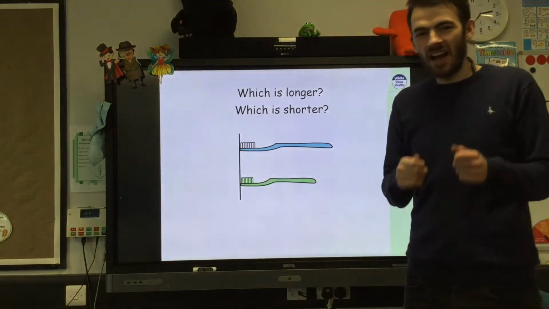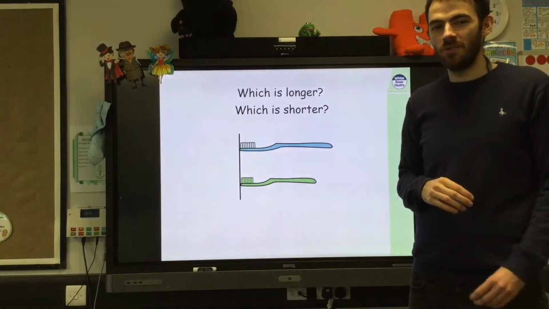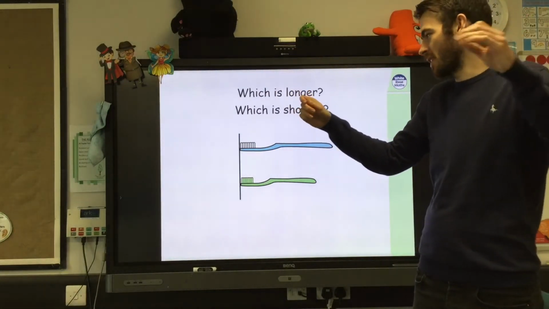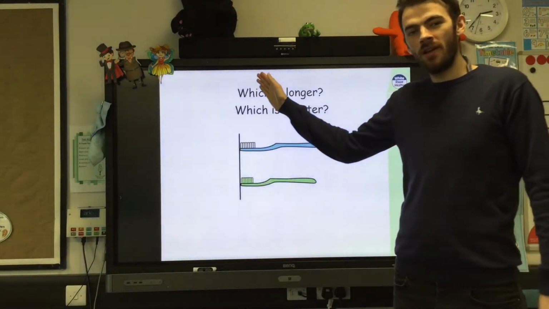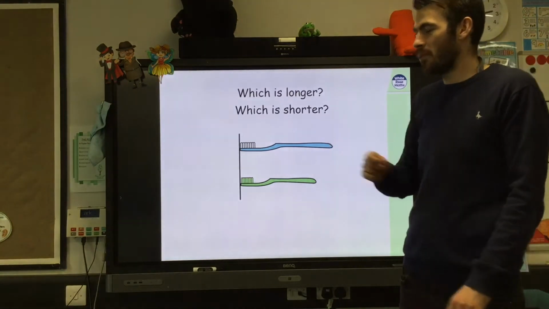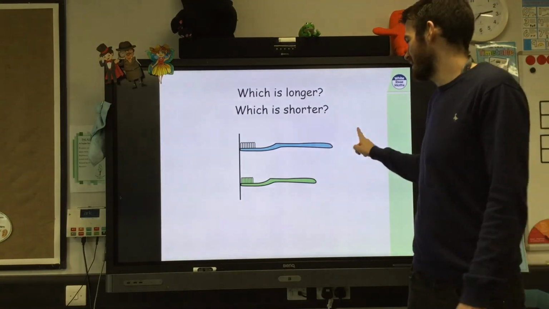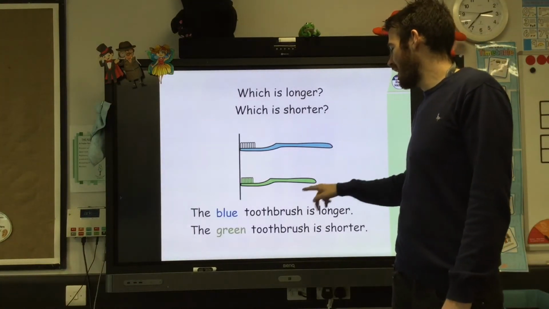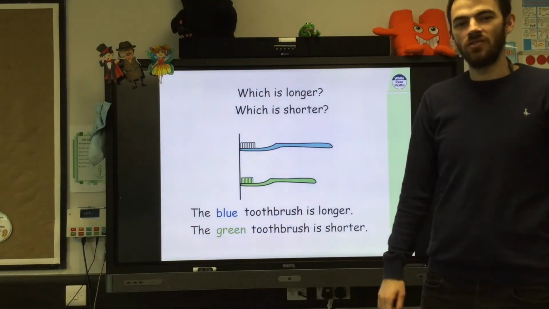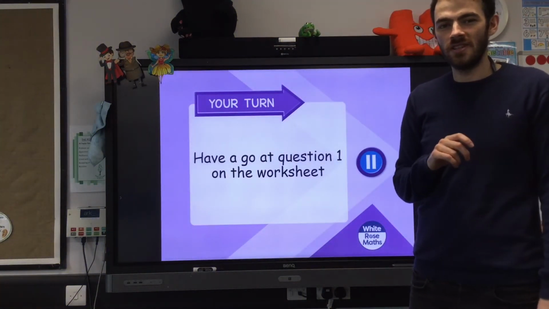And then what you can do is you can line up your objects next to this line. That allows us to see very clearly which is longer and which is shorter, because often when they are next to each other it's hard to see which is longer and which is shorter. But if we line them up, it helps us to see their size more clearly. So hopefully now you can tell me which is longer, the blue or the green toothbrush. Excellent, the blue is the longer toothbrush and the green is the shorter toothbrush, and we line them up to help us do that.